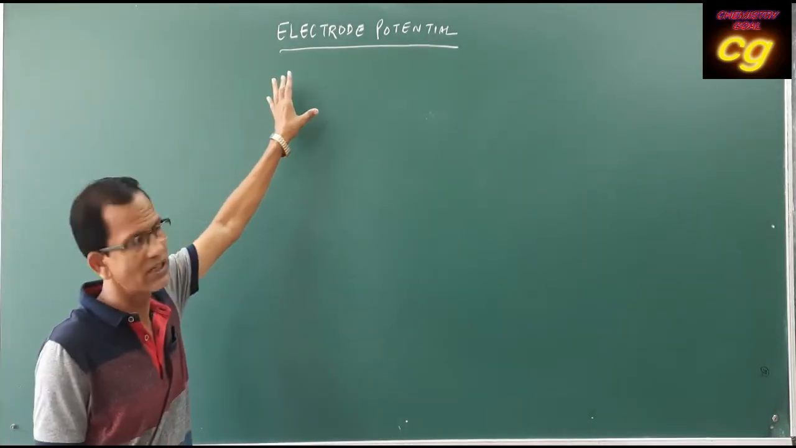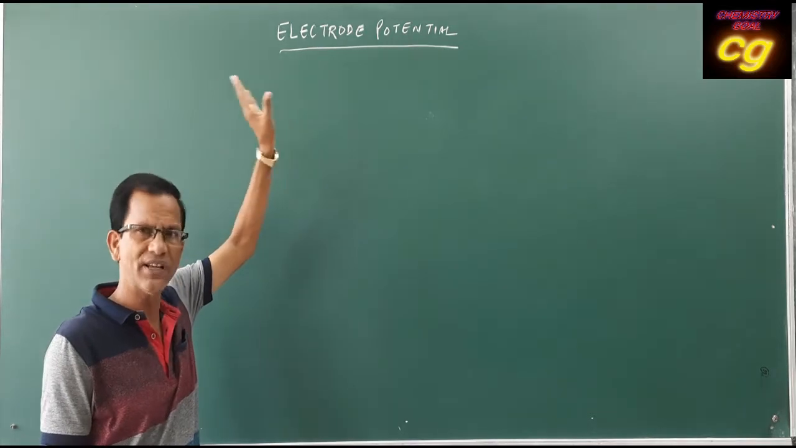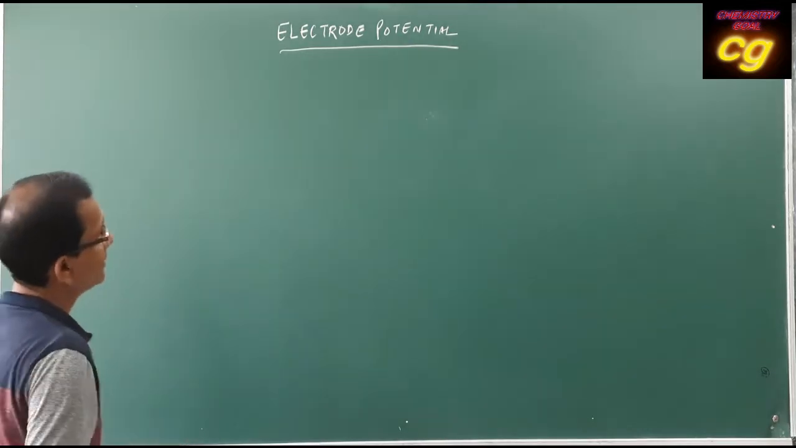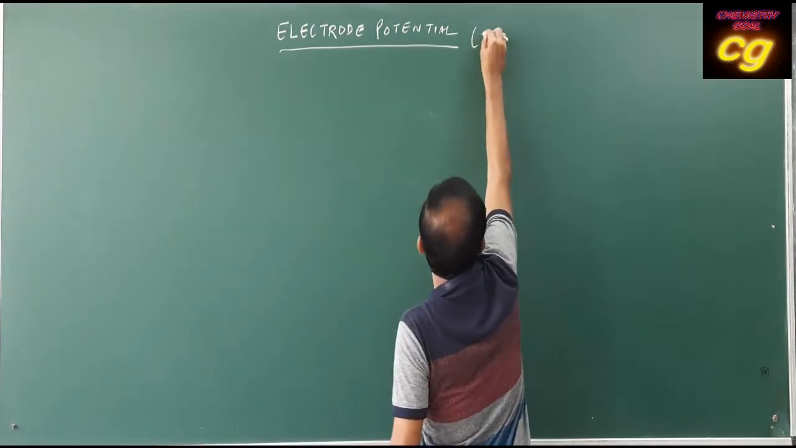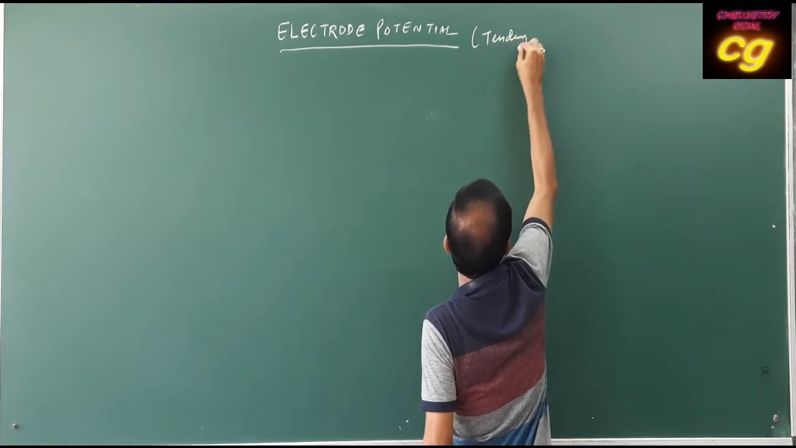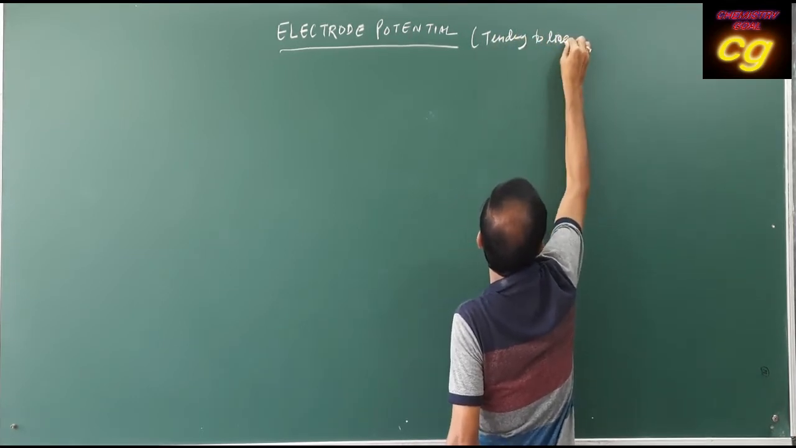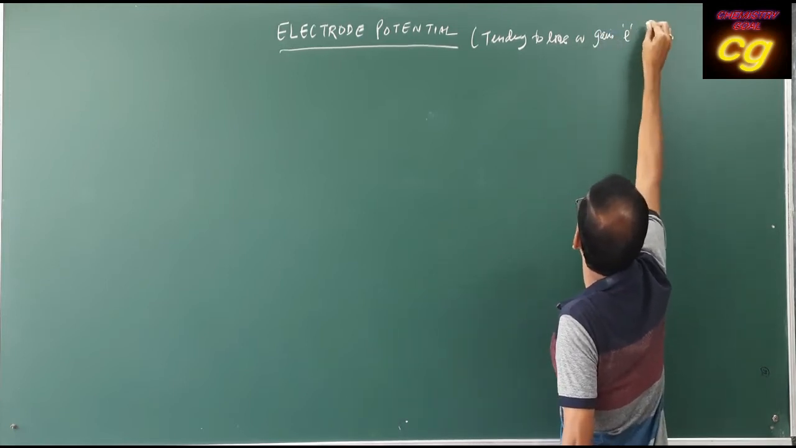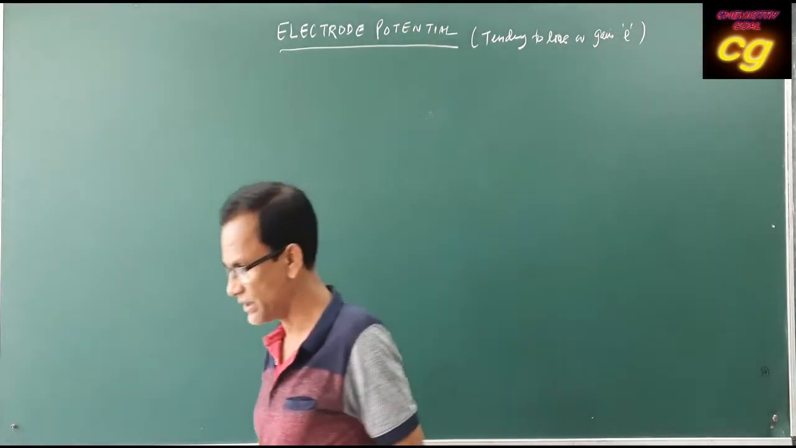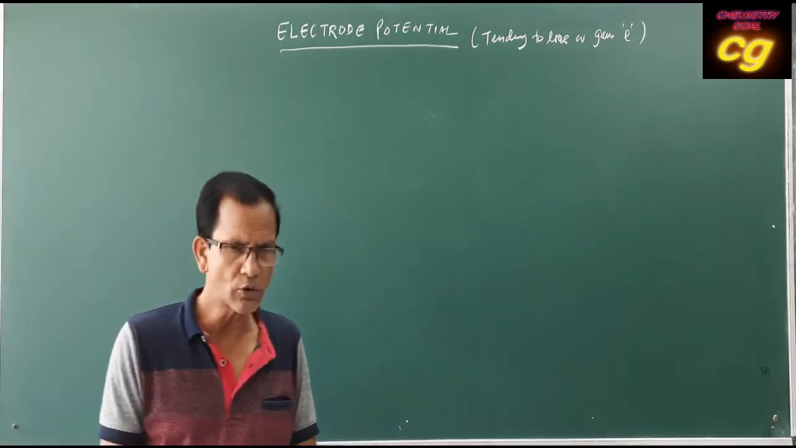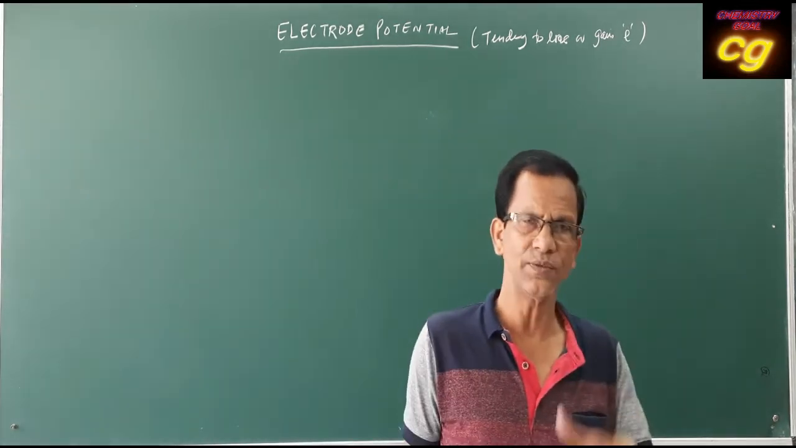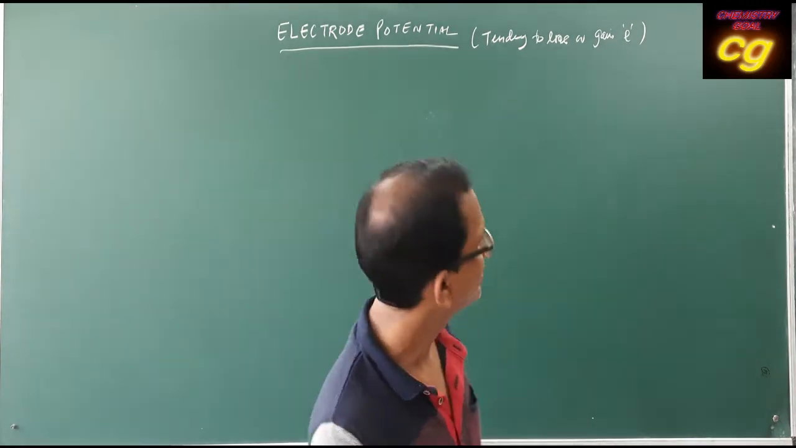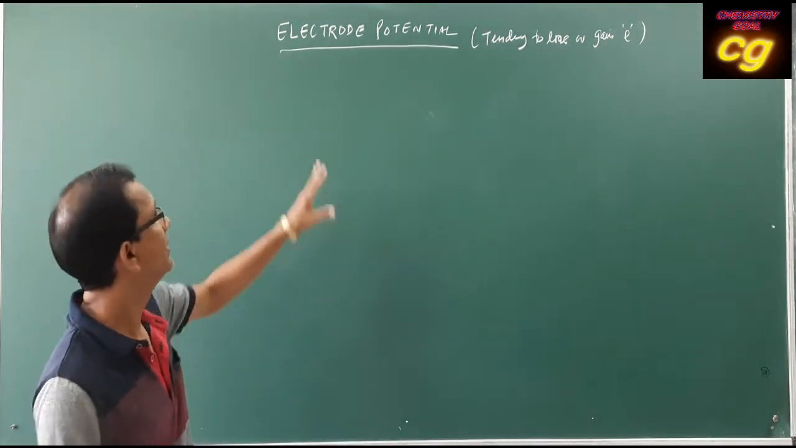Electrode potential is the tendency of an electrode to lose or gain electrons. In terms of two electrodes, which electrode has more tendency to lose electrons and which has more tendency to accept electrons depends upon their nature.